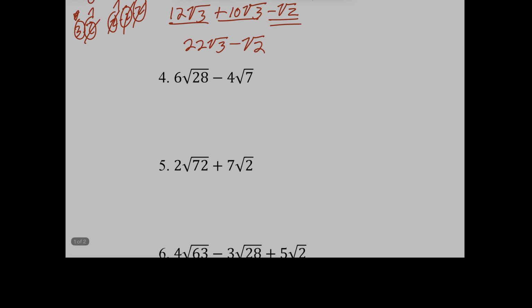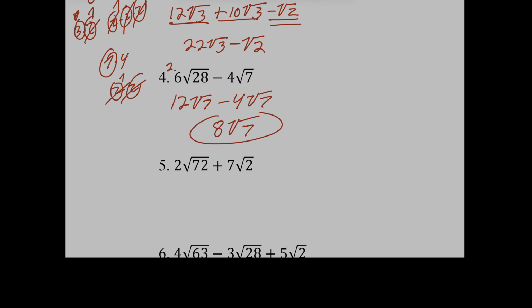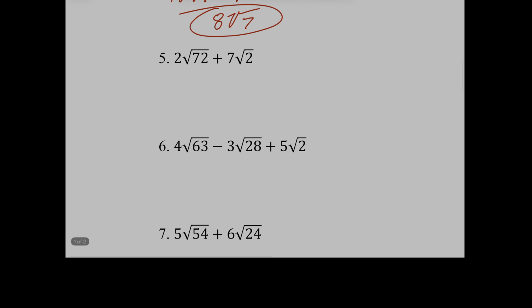Okay? So let's go 28. 28, I'm going to go 7 times 4, and this is 2 times 2. So I can pull out a 2 to go with the 6, and I'm going to have 12 root 7 minus 4 root 7, which is 8 root 7. Okay, and there, my friends, is the answer. Let's go down to number 5.